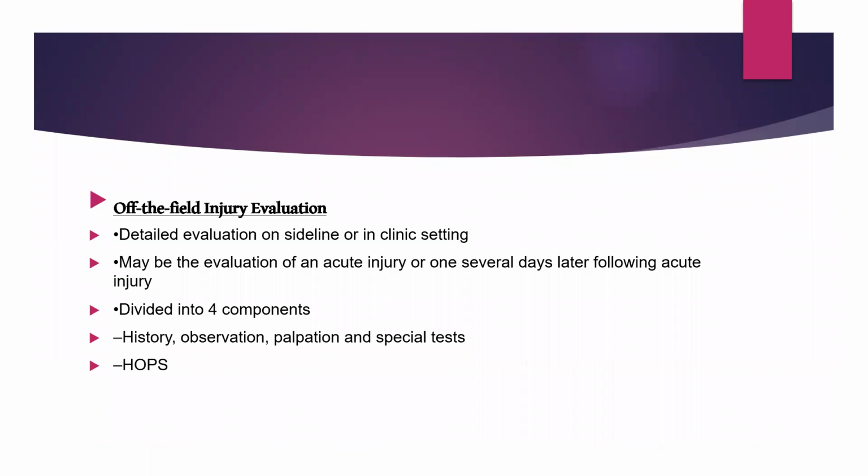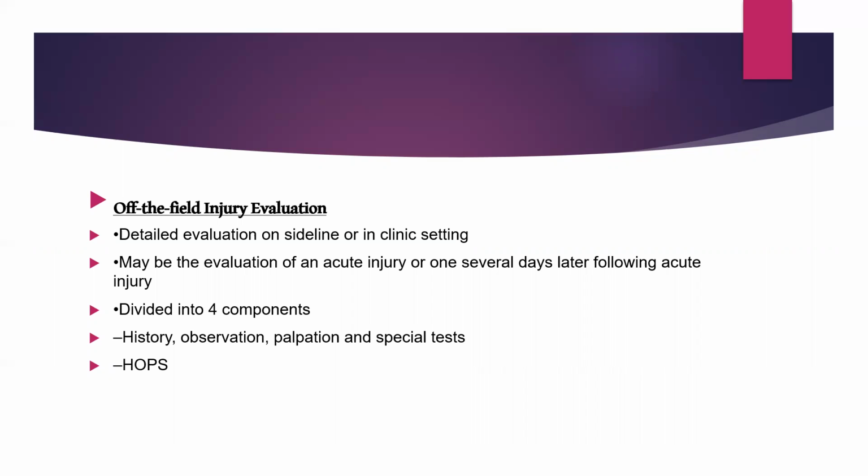Off-field injury evaluation, or off-field assessment, is the detailed evaluation on the sideline or in a clinic setting. It may be the evaluation of an acute injury or one several days later following an acute injury. It is divided into four components: the history, observation, palpation, and the special test.